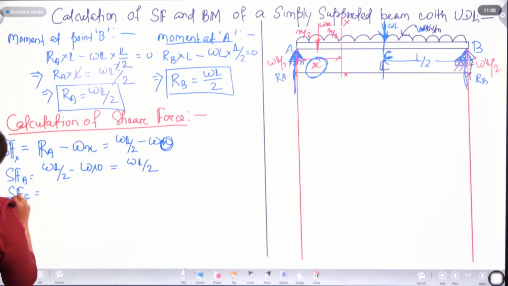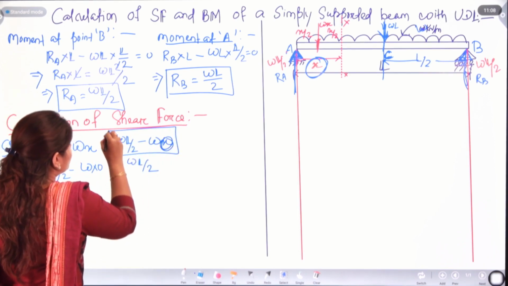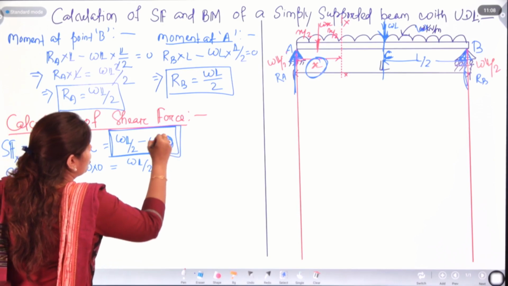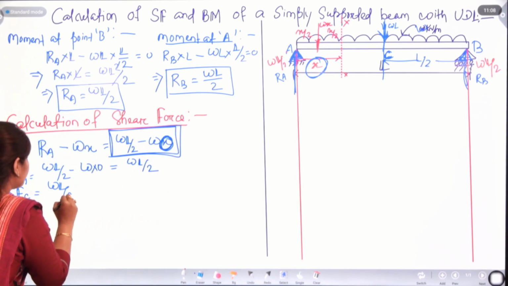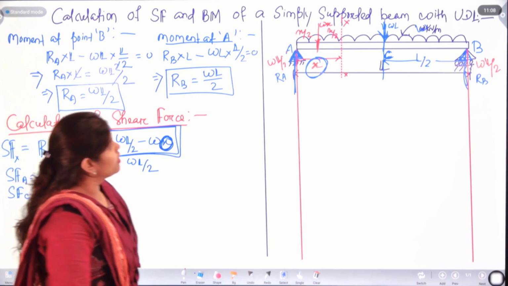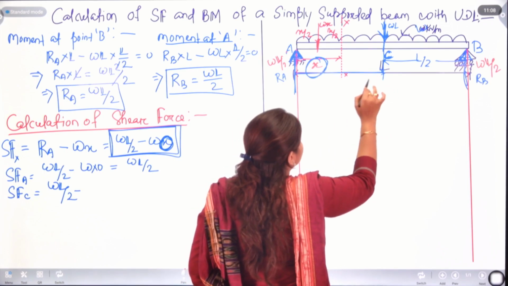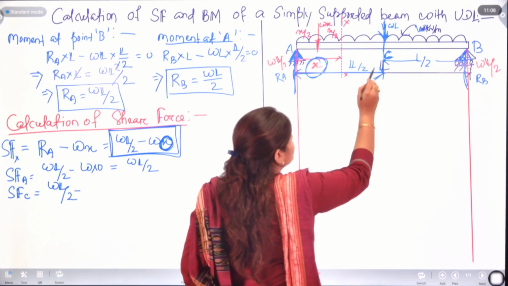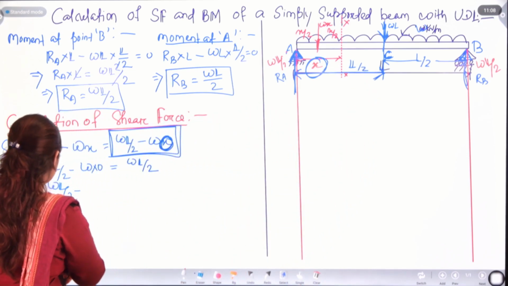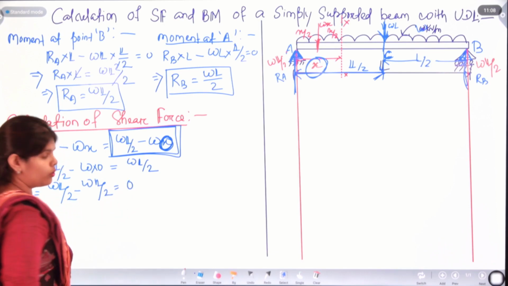So, you can write SF at point C will be here. The equation is here. We just need to change the value of X. WL by 2 minus, here if we can calculate the length. We know at point C length is what? L by 2. So, SFC will be WL by 2 minus WL by 2, that will be 0.